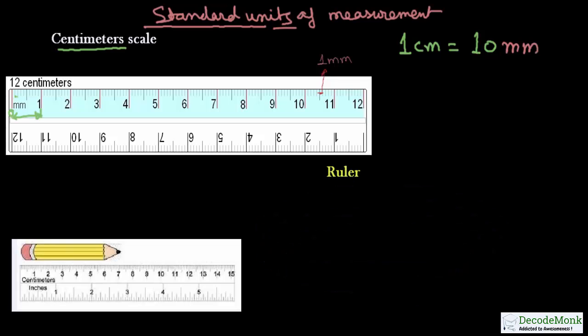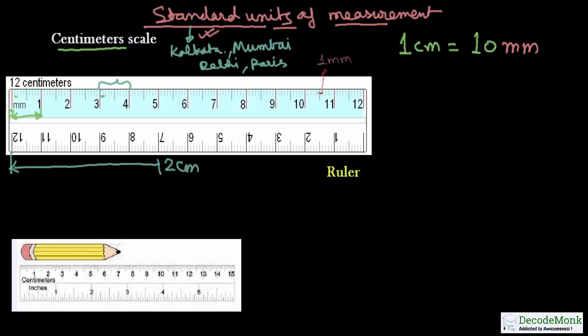What do I mean when I say standard unit of measurement? What is so special about being standard? Standard means even if you are in Kolkata, or Mumbai, or Delhi, or anywhere in the globe, whether you are in Paris or London, wherever you are in this world, you may go to any shop and buy a scale. You will find that this 1 centimeter or 1 millimeter is equal. So this particular length is 12 centimeter. This is a 12 centimeter scale.